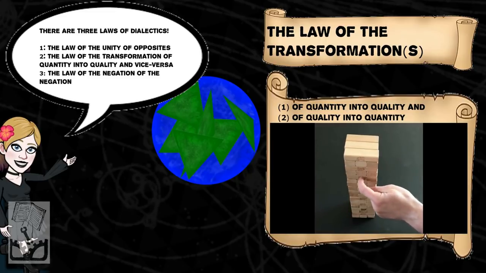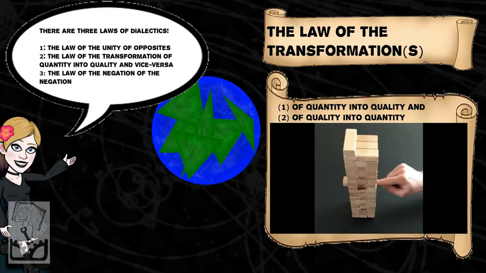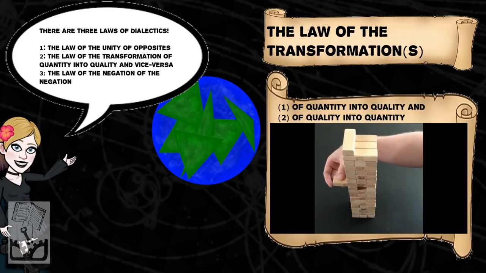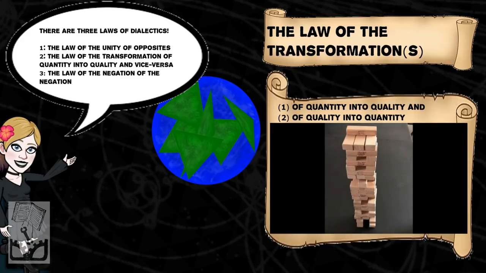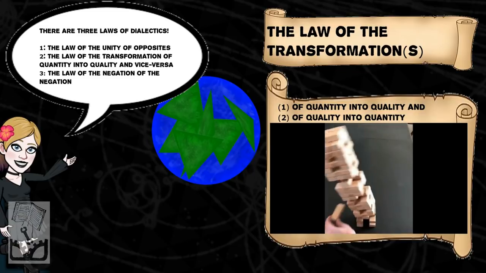Another example is the game of Jenga. Each move is pretty much the same. Players take turns removing a block from the tower and placing it on top. At some point, though, the tower becomes unstable and crashes. Once again, quantity, each replacement of a block, becomes quality. The tower comes crashing down.